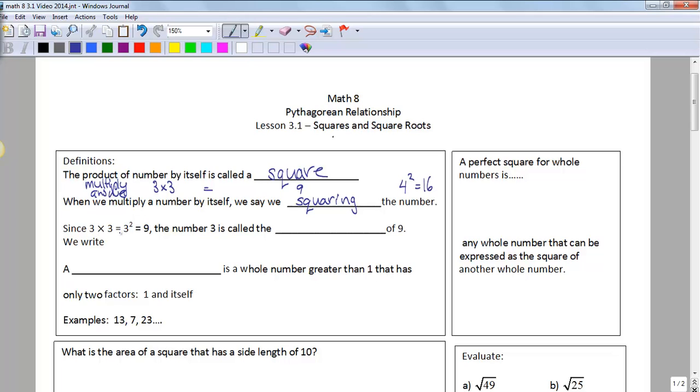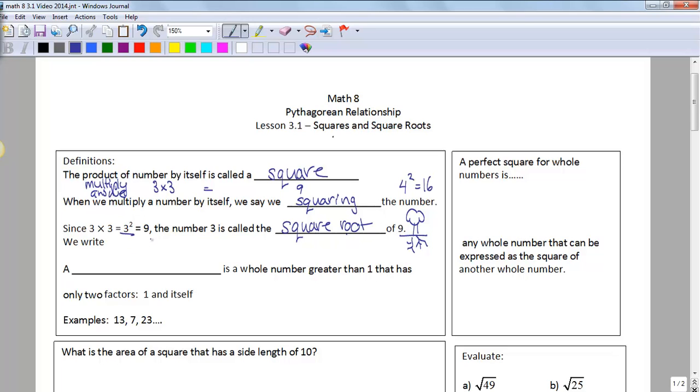Since 3 times 3 is the same as 3 squared, which is 9, the number 3 is called the square root of 9. Root means, like, roots are in the ground of a tree. So you're going down into the bottom. Roots are usually small, smaller than the 9. To the source of the tree, you're getting to the root.